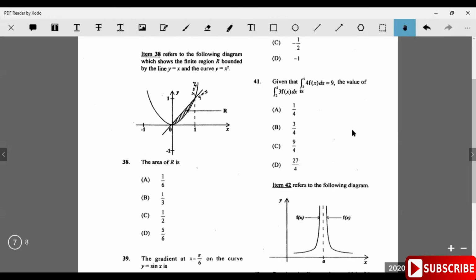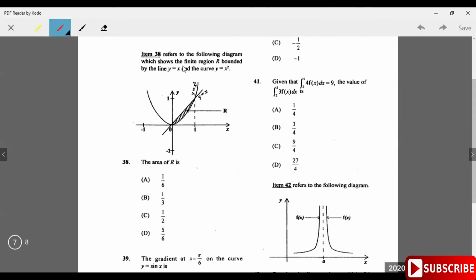So this particular question, I think for this year, many persons made some minor mistakes with this question. All right. Now this question, they want the area R. Now to find the area R, it is the area under the line minus the area under the curve. And I'm going to show you why.